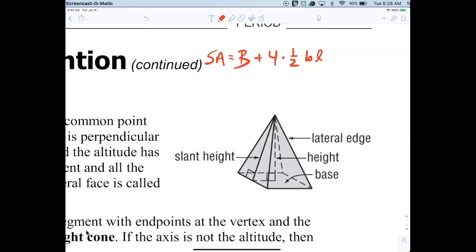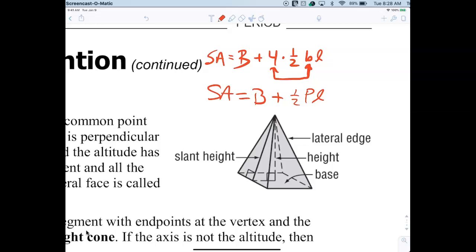So can somebody tell me what 4 times the base would represent? What does that represent? 4b. So what is 4b, though? The perimeter, right. There are 4 bases, right? So the 4b actually represents the what? The perimeter. So that's how they came up with the formula. Surface area is equal to the area of the base plus, not 4, but plus 1/2 perimeter times the slant height.